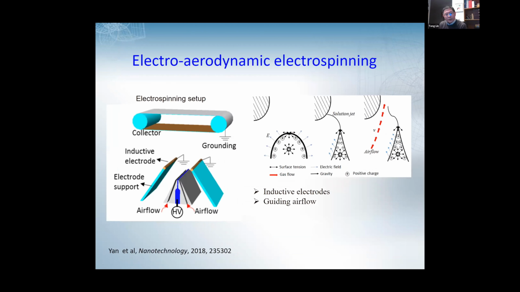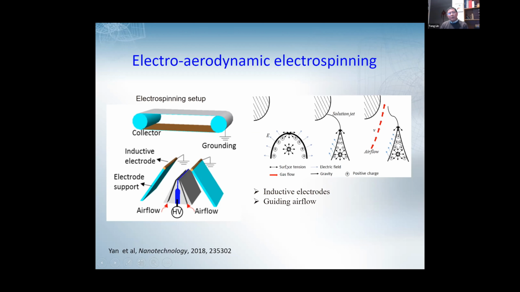The difference to the previous one is that it just needs a very low applied voltage, but the efficiency is high. We call that Electro-aerodynamic electrospinning system. The critical thing is we introduced two inductive electrodes. That electrode is very close to the generator. Because of this, the polymer solution easily approaches the inductive electrode. However, we have an airflow to stop this deposition.